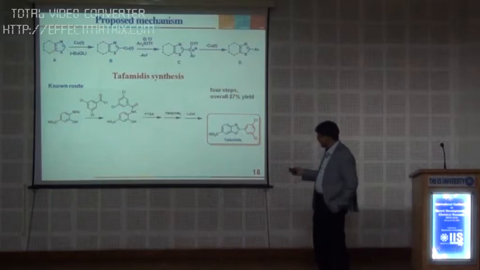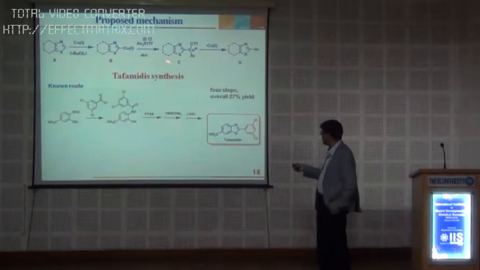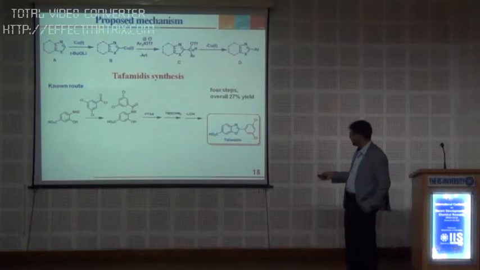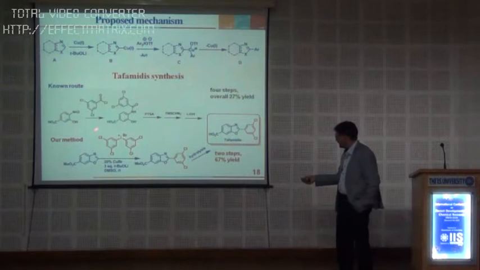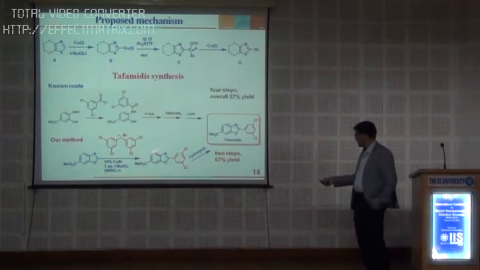As a synthetic application, we could extend this to making tafamidis. The reported synthesis is in 4 steps overall in 27%, but our method involves the formation of this symmetrical diaryl iodonium salt with bromide counter anion, and we could make this, and subsequent hydrolysis generated tafamidis in 67% yield.